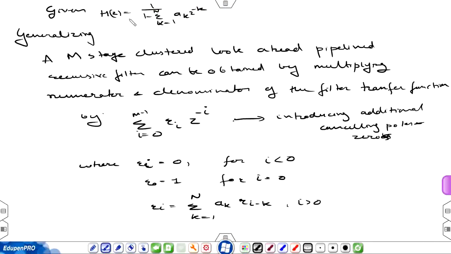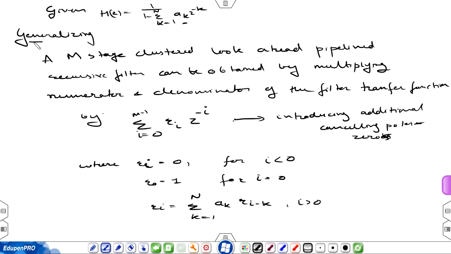Okay, so talking about the terms that should be multiplied in numerator and denominator, this can be calculated by using a formula. Given an nth order IIR filter H(z) equal to 1 upon 1 minus summation k equal to 1 to n a_k z^-k, so this a_k is the coefficient.